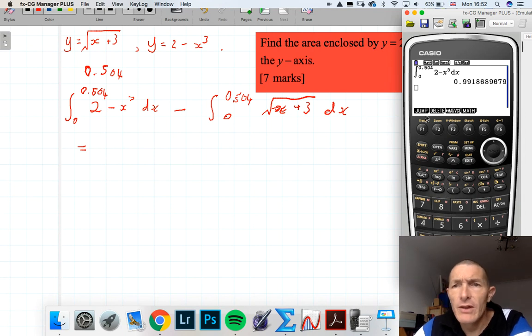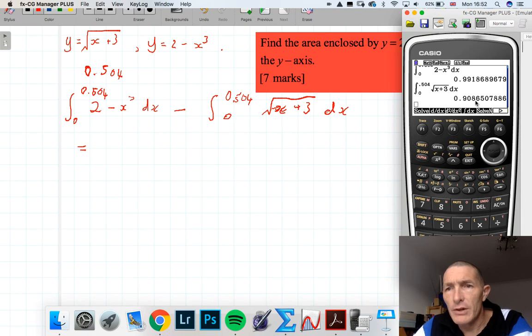There are my limits. Now I'm going to show you exactly how to do that on the calculator. You can either press math or you can press option. Press option and go to F4, which is calc. F4 again, and I've got this integration sign. Now I'm going to type in the second one, which is x plus 3. And it wants me to put in the limits as I press with the arrows here, 0.504. And here we've got 0.908. So the first one, 2 minus x cubed, this one here, and the second one is this.